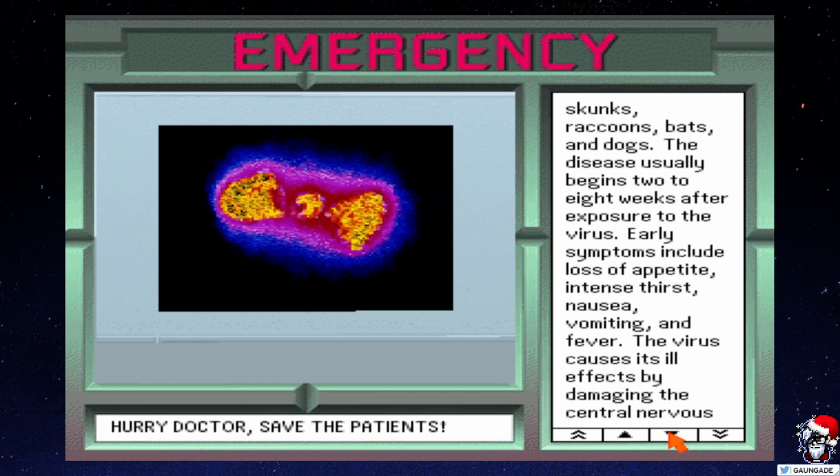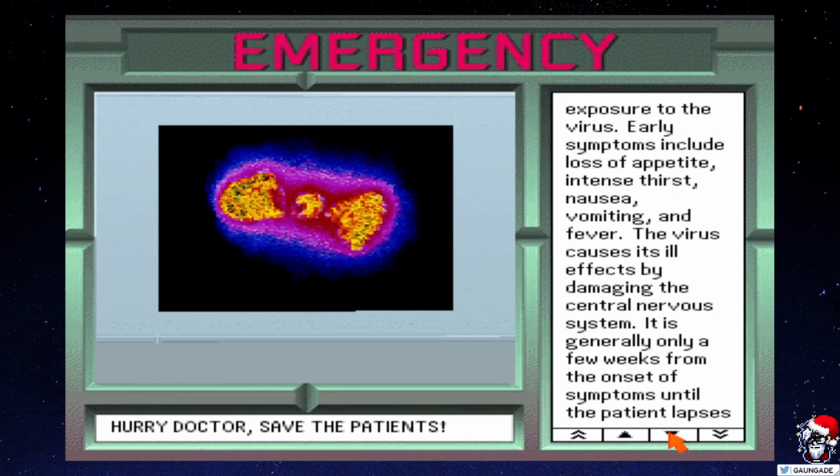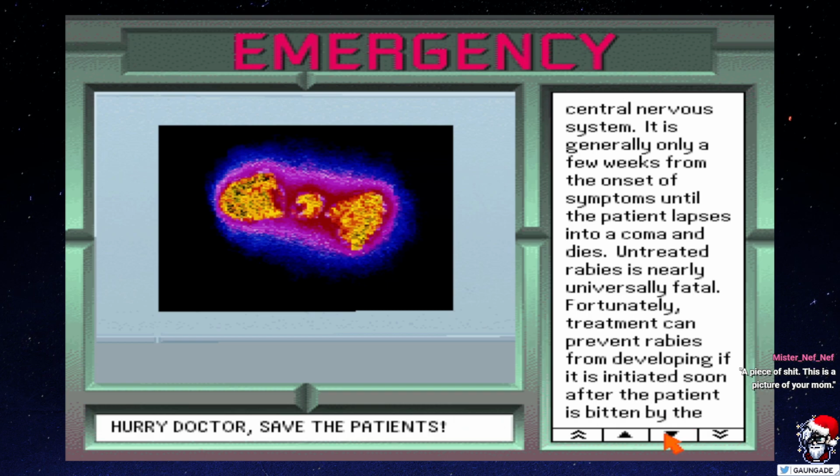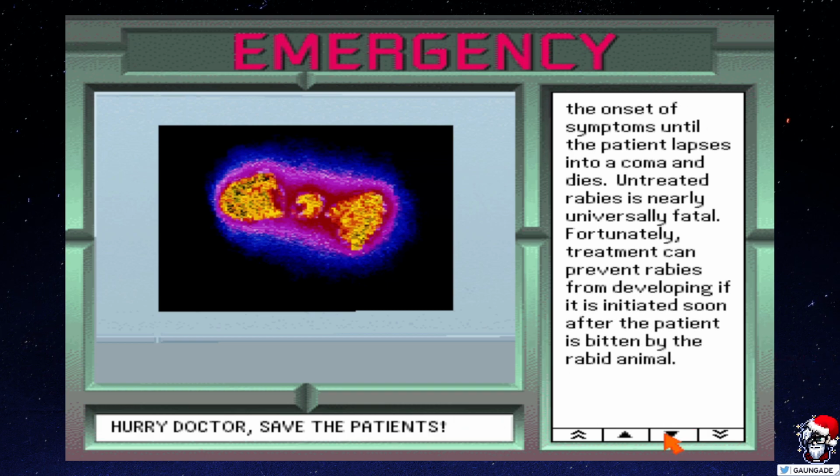The virus causes its ill effects by damaging the central nervous system. It is generally only a few weeks from the onset of symptoms until the patient lapses into a coma and dies. Untreated rabies is nearly universally fatal. Fortunately, treatment can prevent rabies from developing if it is initiated soon after the patient is bitten by the rabid animal.